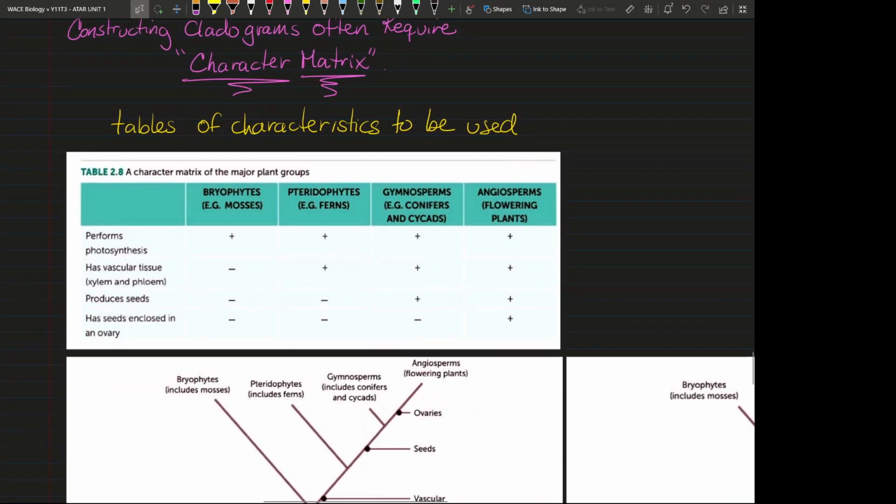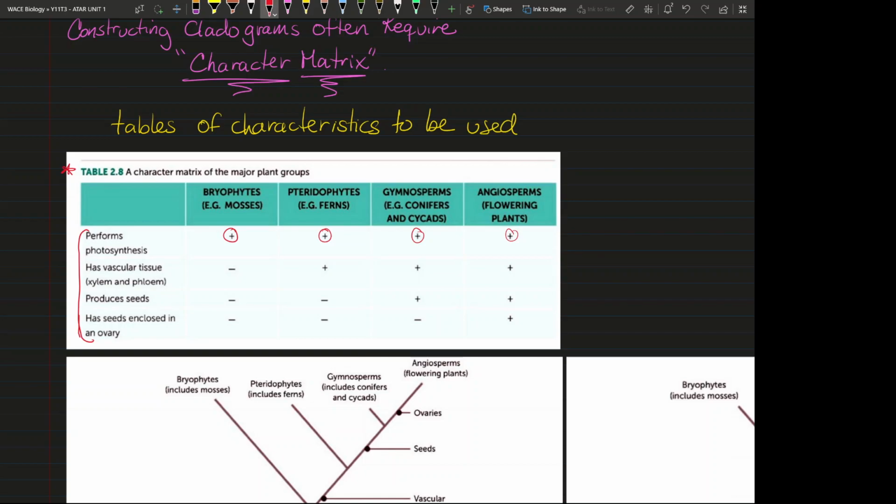For example, this is on table 2.8. This is a character matrix of the plant groups that we've talked about before. All right. And here are the characteristics, right? The first characteristic, right, is photosynthesis. You generally put a negative if this characteristic is absent, or a positive if the characteristic is present, right? Photosynthesis, so every single plant species or plant group, of course, photosynthesizes, or else it wouldn't be in here, right?